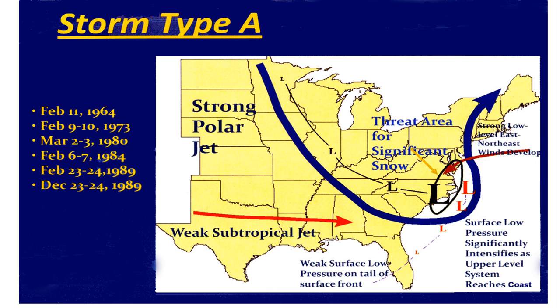If you look at storm type A on the left, it shows various events that occur with this type of setup, anywhere from 1964, 1973, all the way down to 1989. So this is called storm type A. This is what you want if you really want snow across Hampton Roads.